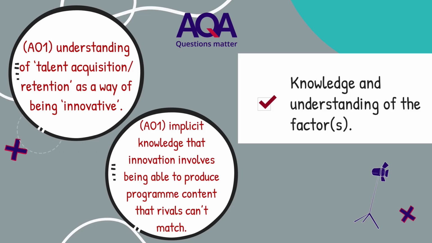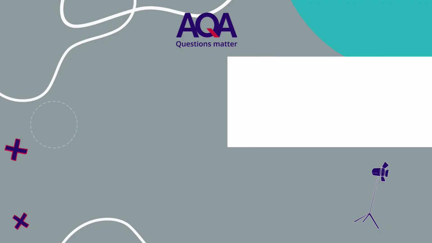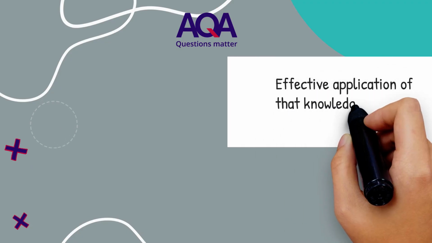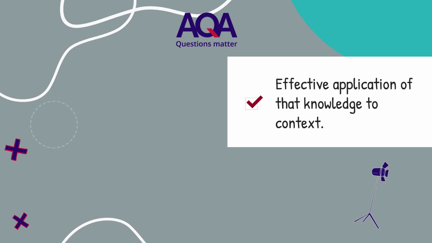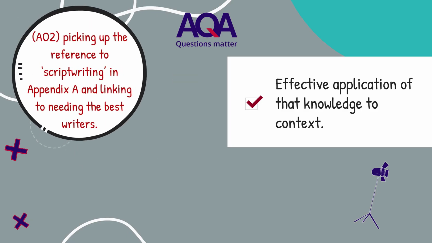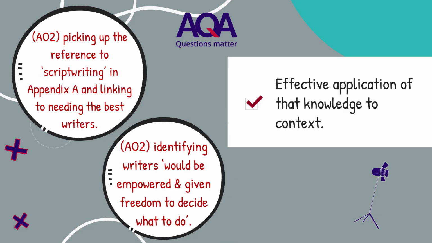AO1. Implicit knowledge that innovation involves being able to produce program content that rivals can't match. Effective application of that knowledge to context. AO2. Picking up the reference to script writing in Appendix A and linking to needing the best writers. AO2. Identifying writers would be empowered and given freedom to decide what to do.